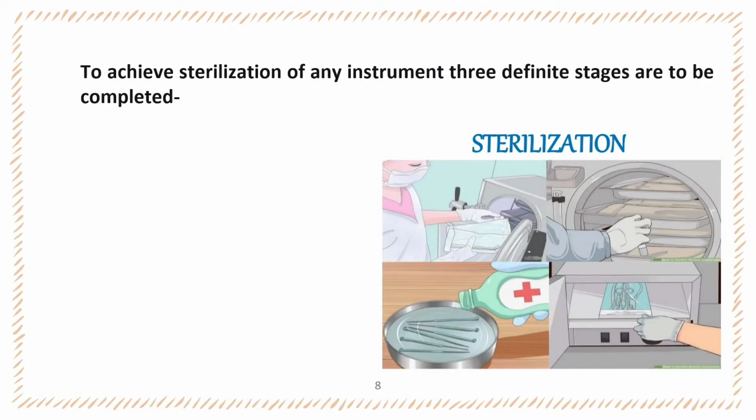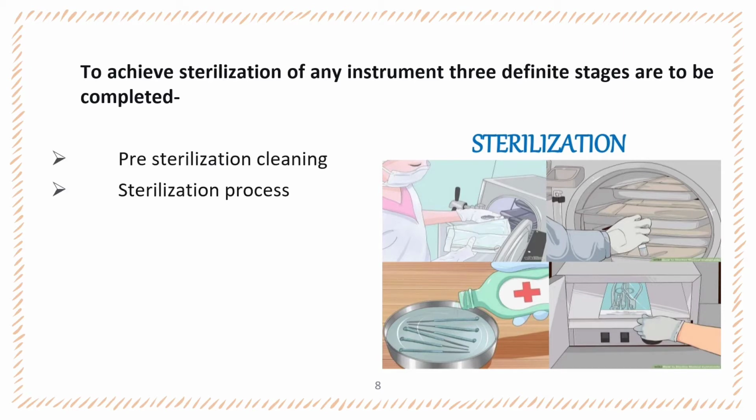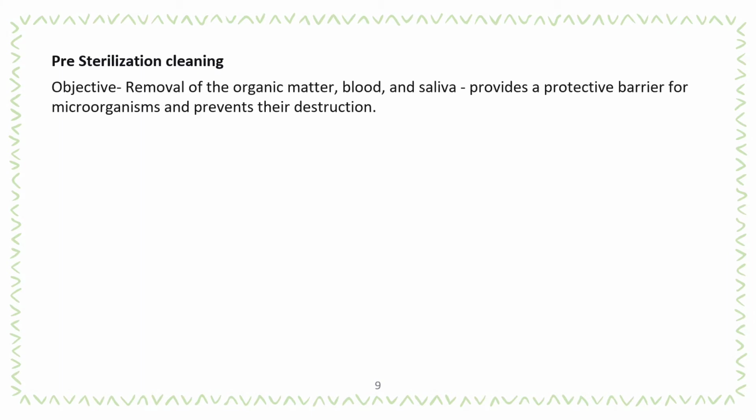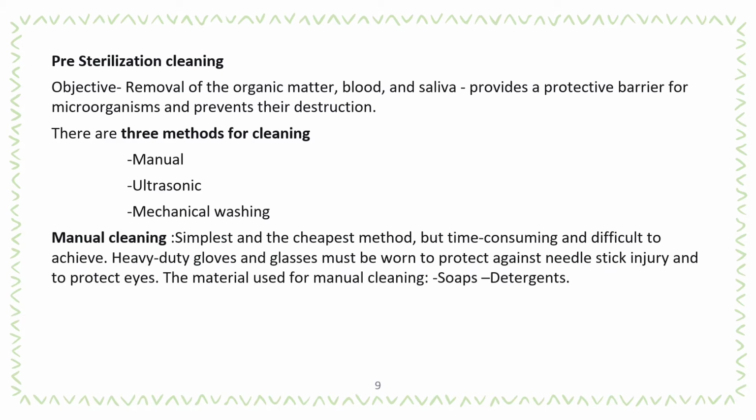To achieve sterilization of any instruments, three definite stages are to be completed. They are pre-sterilization cleaning, the sterilization process, and aseptic storage. The objective of pre-sterilization cleaning is to remove all of the organic matter, blood, and saliva. There are three methods of cleaning: manual, ultrasonic, and mechanical washing. Manual cleaning is the simplest and the cheapest method, but time-consuming and difficult to achieve.